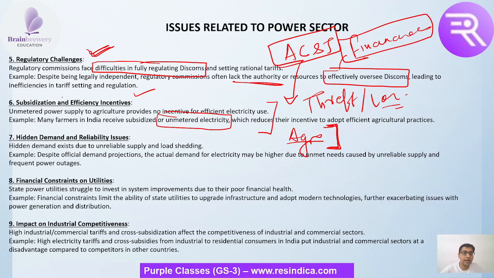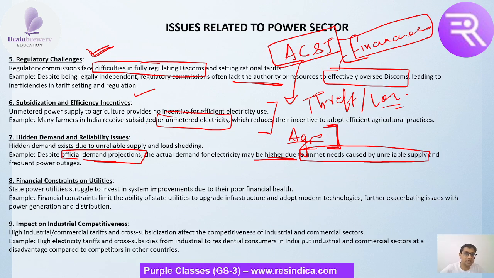Then hidden demand and reliability issue. Okay, so there we know what the demand is, and what it is going to be in the future. The actual demand may be higher due to unmet need caused by unreliable supply, and sometimes frequent power outages. So if you are able to supply properly, and if you don't have frequent power outages, you may be able to totally gauge the situation: how much demand is being projected, what is the maximum peak demand, what is the lowest demand. Based on that you can generate the electricity.